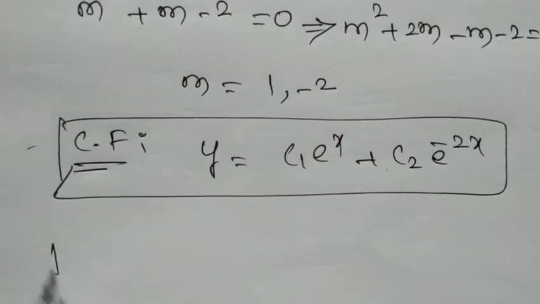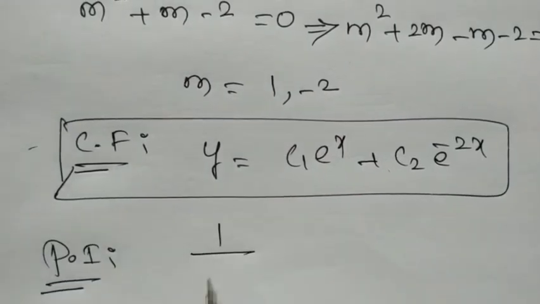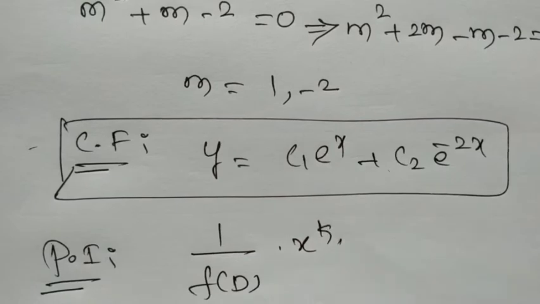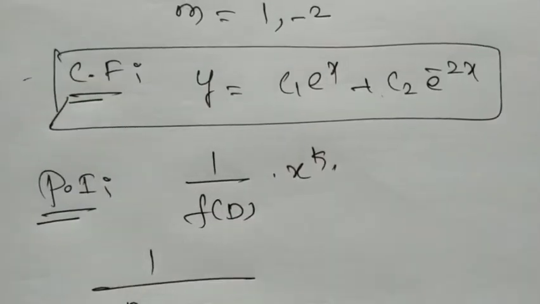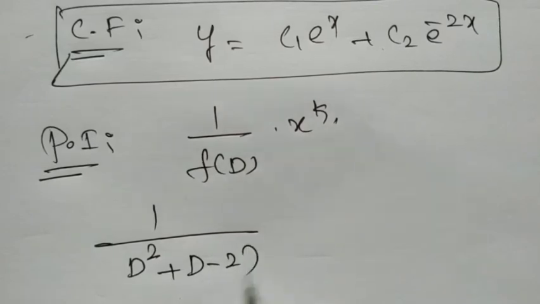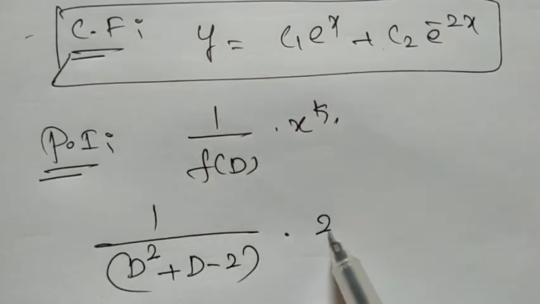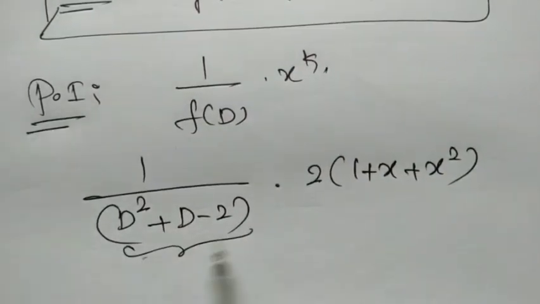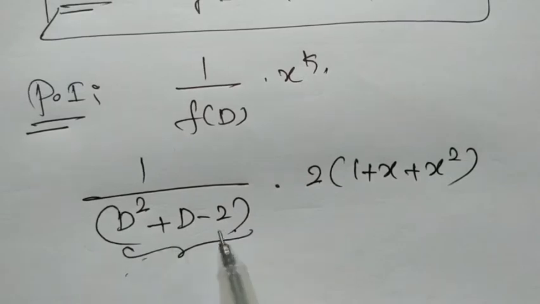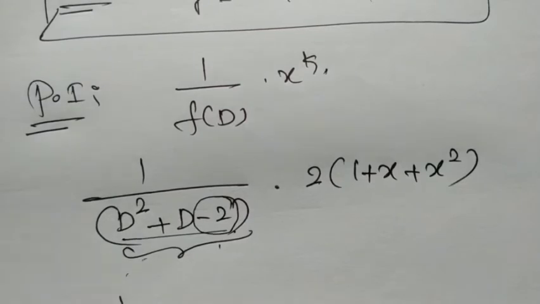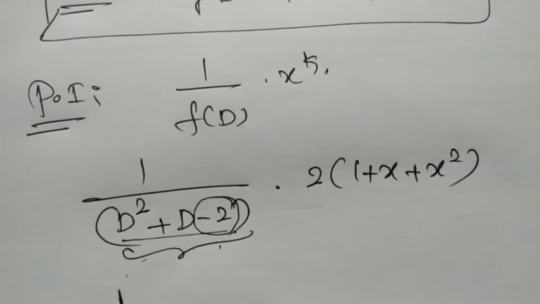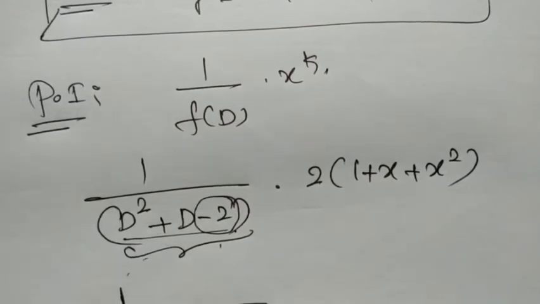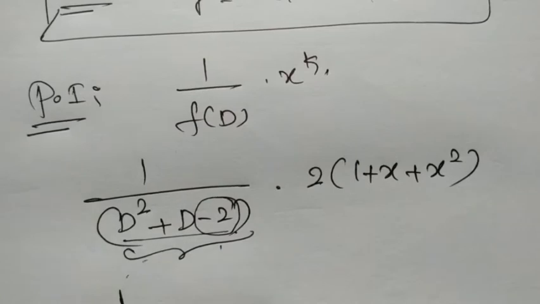So to find the particular integral, that is 1 by f of d into x power k. So 1 by f of d square plus d minus 2 into x power k. So 2 into 1 plus x square. So here this is changing into 1 plus phi of d form. So here in this I am taking minus 2 common. Okay. So minus 2 common, then 1 minus of d square plus d by 2.